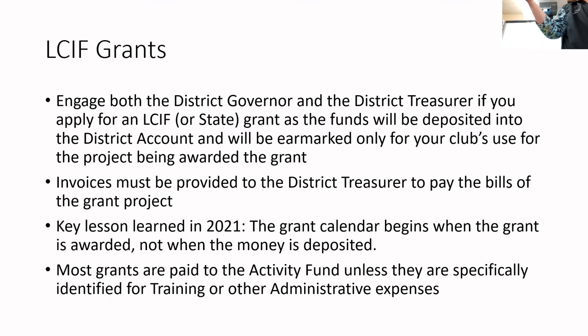And they kept saying, where are the funds? Why don't we have the funds? It's the end of the school year. And it was almost the end of the Lions year, being June 30th. I thought that the grant started when the funds were dispersed. So I had to get them by June 30th rather than by July 1st. No, the grant begins when it's awarded, not when the funds are deposited. And I'm like, well, school's out now.